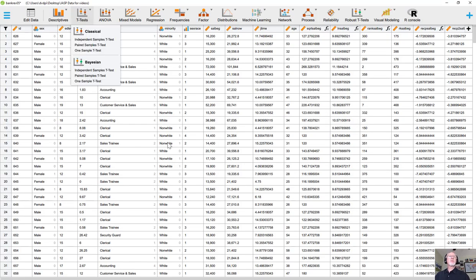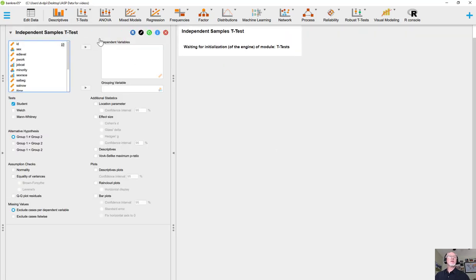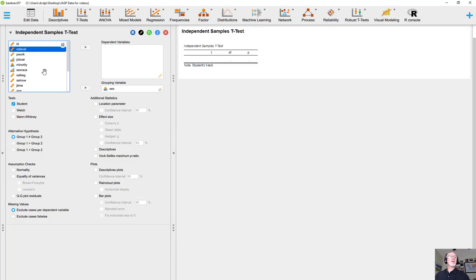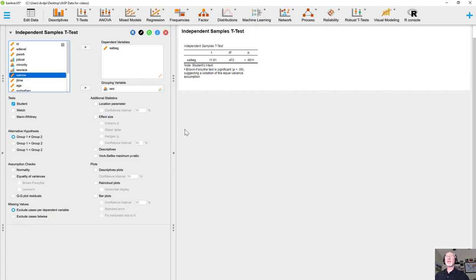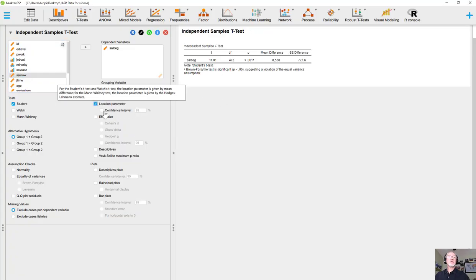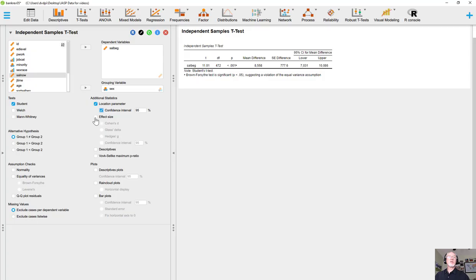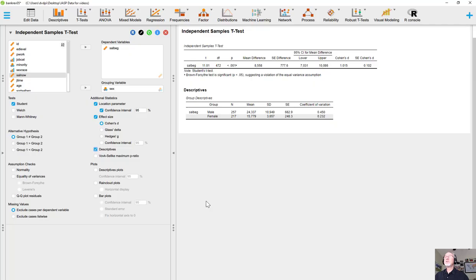So, t-test, independent samples. I'm going to use gender as my grouping variable, and I'm going to use salary beginning as my dependent variable. Already I can see that there appears to be a significant difference. I'm going to add onto this a location parameter, a confidence interval, an effect size, and basic descriptives.